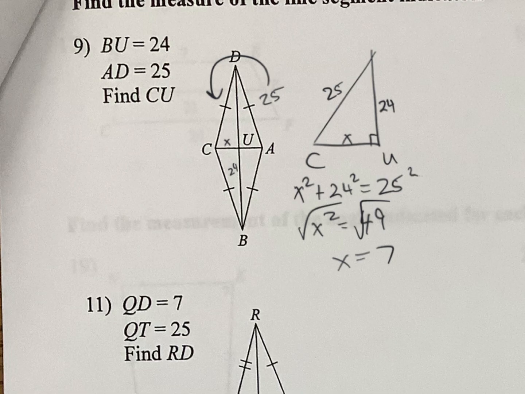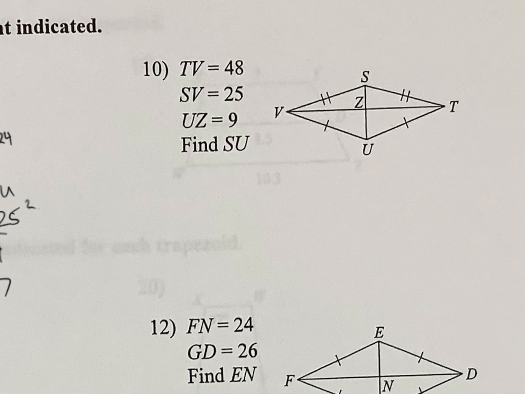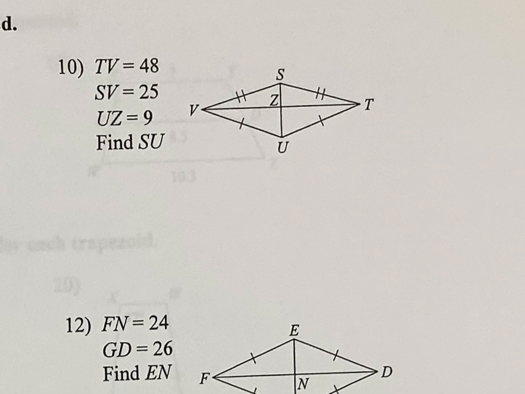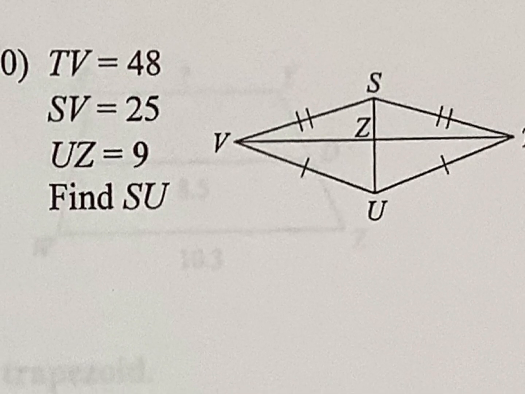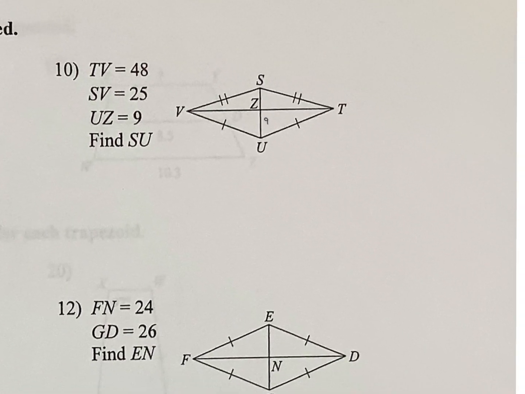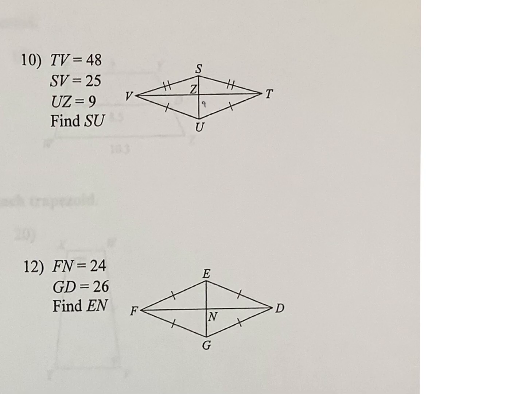So one thing I want to show you on number 10, it's a little different. So we go to number 10, that is not a rhombus. All four sides are not the same. Let me blow this up a lot here. So if UZ is 9, don't say that SZ is 9. It's not. Okay? It is not a rhombus. It's a kite. So I'm going to draw it a little bit differently so you can kind of see a bigger difference here.